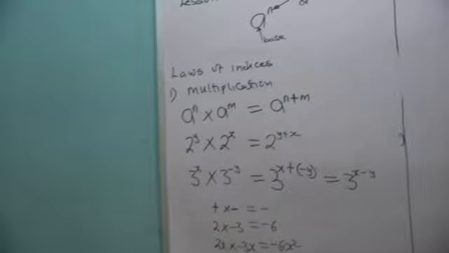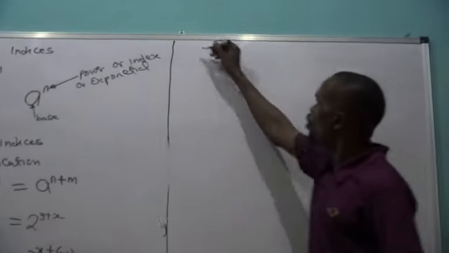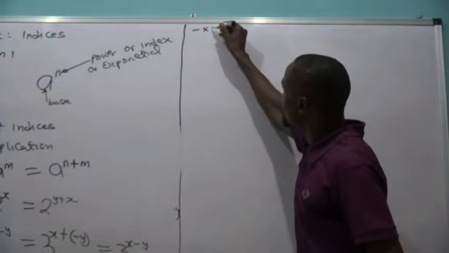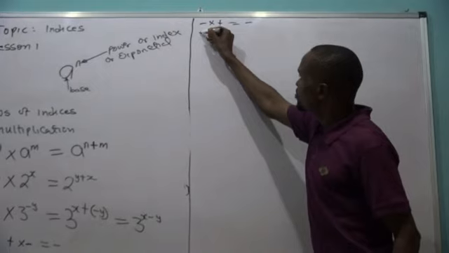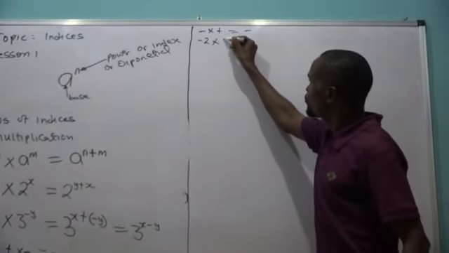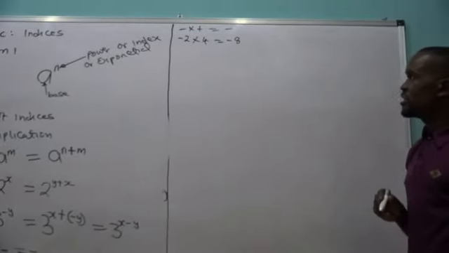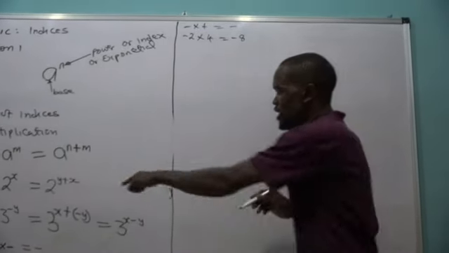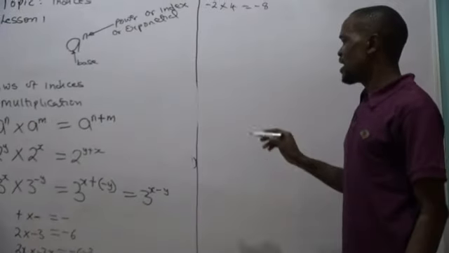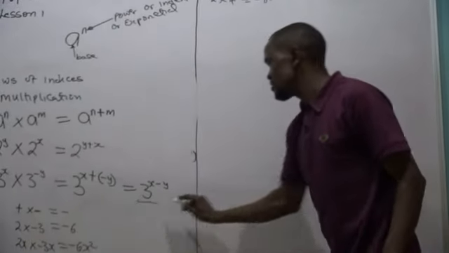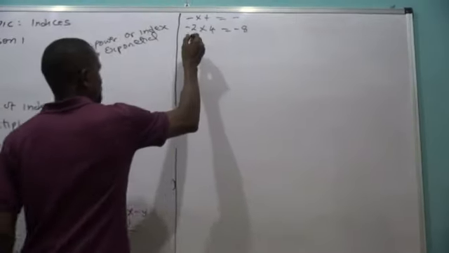Then now, let us proceed. When I say that plus times minus, or minus times plus, the answer is what? Minus. For instance, minus 2 times 4 will give me minus 8. Therefore, minus times plus will give me that, and my answer is this. Let us look at another example. I have this example again.